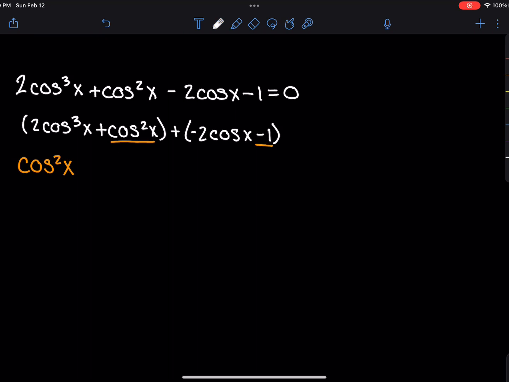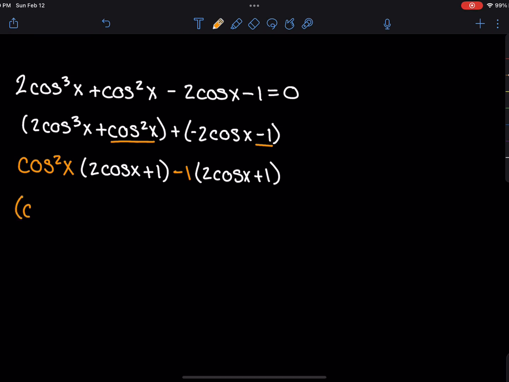So you'd get cosine squared x times 2 cosine x plus 1, and then it would be minus 1 times the same 2 cosine x plus 1. As that loads in, there we go. And then now you can match up the orange parts, and then the white part, since it's the same, will remain the same. So you would have 2 cosine squared x minus 1 and 2 cosine x plus 1, and that is equal to 0.